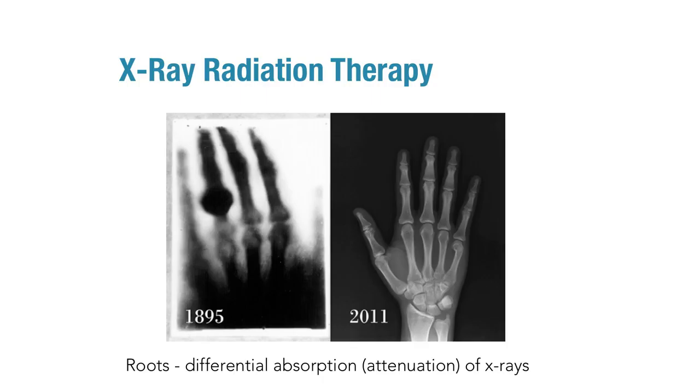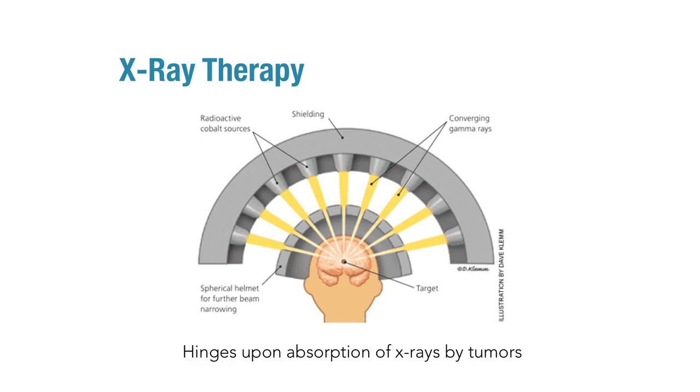This is based on the differential absorption or attenuation of X-rays in different bits of tissue. On the left, you can see the original X-ray as taken by Röntgen, and on the right, you can see a much more modern X-ray, where we've gotten much better at distinguishing the different amounts of attenuation and absorption of X-rays as they pass through different types of tissue. Well, we use this different amount of absorption to our advantage. Shown here is how X-ray therapy is performed today.